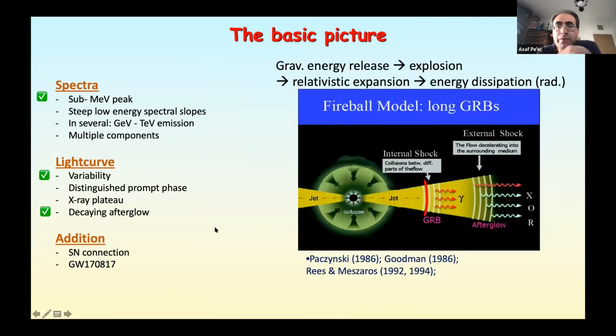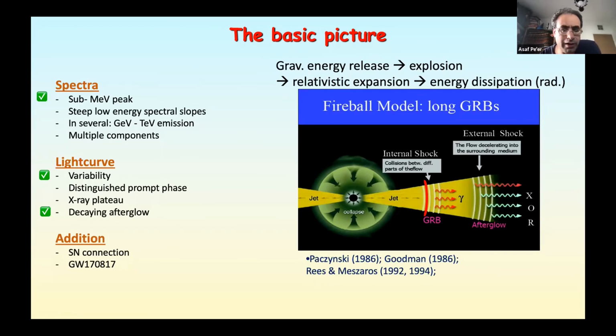So the basic picture, which surprisingly hasn't really changed for many years, is the fireball. I don't want to insult everybody, but I'm treating it as a very general picture, meaning that there is a rapid gravitational energy release, which ends up in an explosion, resulting in a relativistic expansion that at the second stage has some dissipation of the kinetic energy that leads to the radiation that we're observing. When you look at it, at least the original version nicely explains the key features which I put with V marks: the sub-MeV peak, the variability in the light curve, and the decaying afterglow. But the decaying afterglow came out as a prediction of the model. It is consistent with everything else, but it's not part of the model.